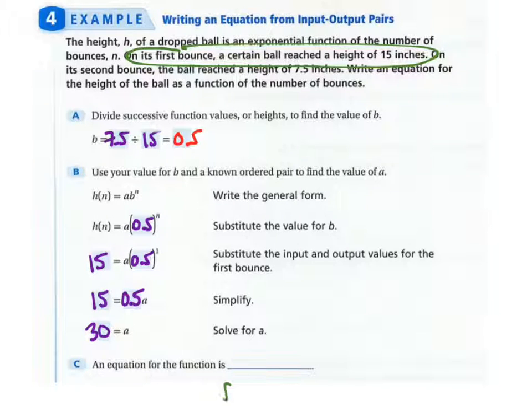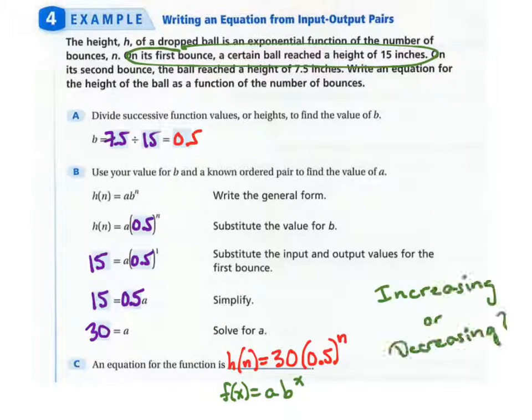So remember our function is f of x equals a b to the power of x. So h of n equals, what was a? 30, times, what was b? 0.5 to the power of n. There's our equation.